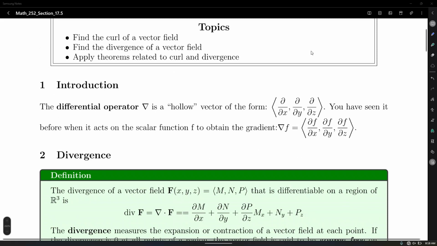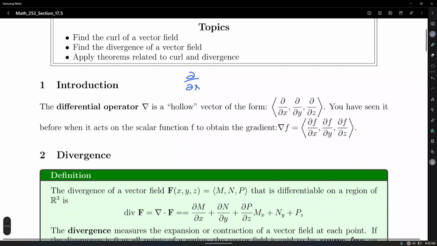The operator, this upside down triangle, is just a hollow operator. It doesn't mean anything if you don't have a function to act on. For instance, this partial derivative with respect to x, you're taking the partial derivative with respect to x, but the question is of what, right? We need a function or an expression to act on, all right? So, we already learned this operator.